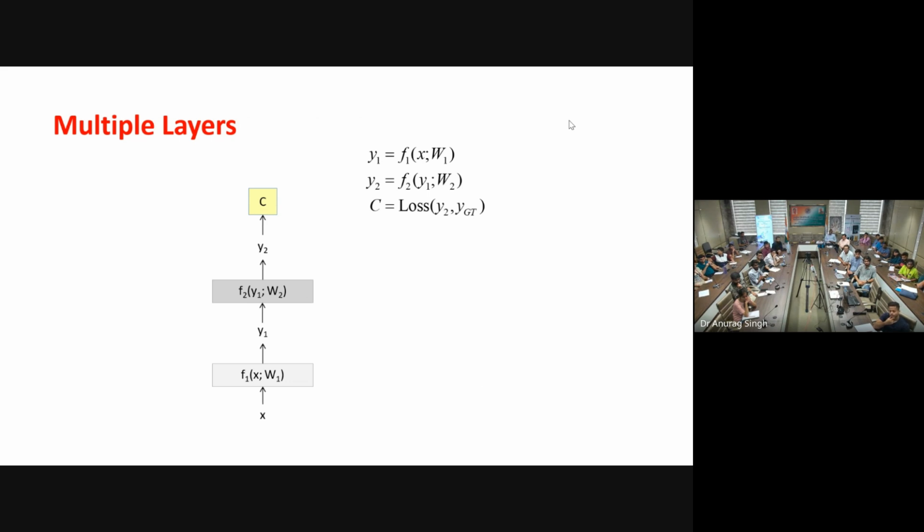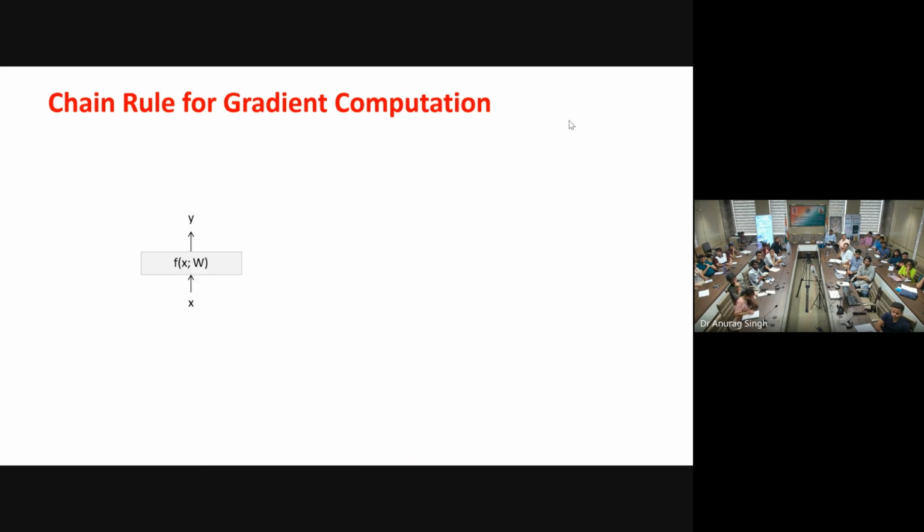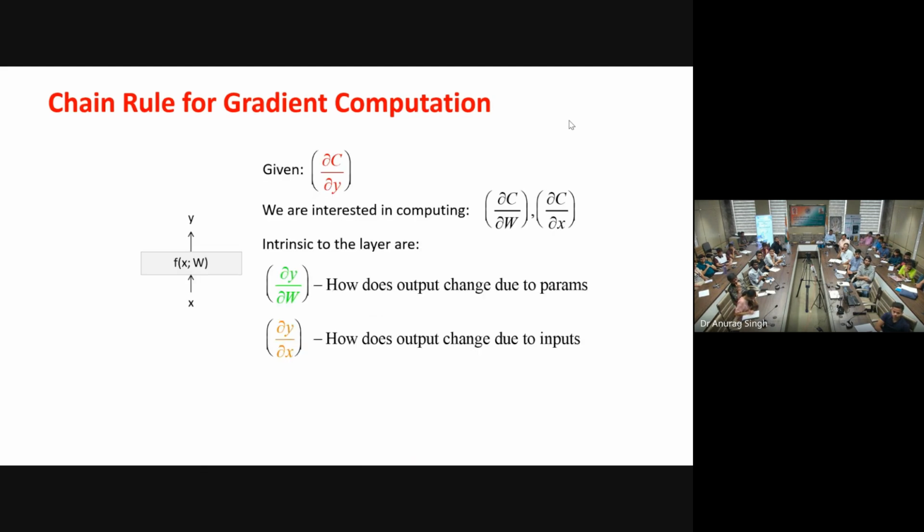So how will you find out the weights? You have to change W1 and W2. So W2 will be changed like this, and W1 will be changed like this. But again, C is not a function of W1, and C is not a function of W2. Okay. So you have to solve it using the chain rule.